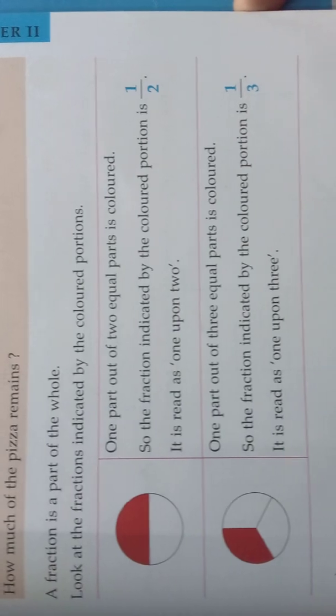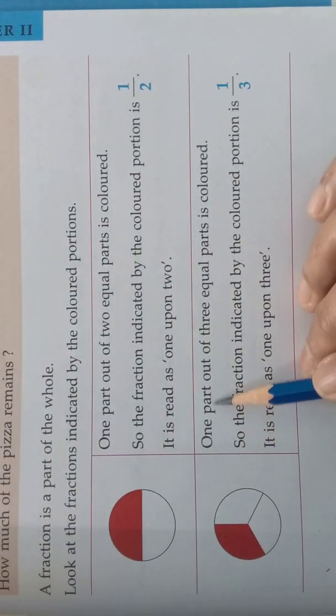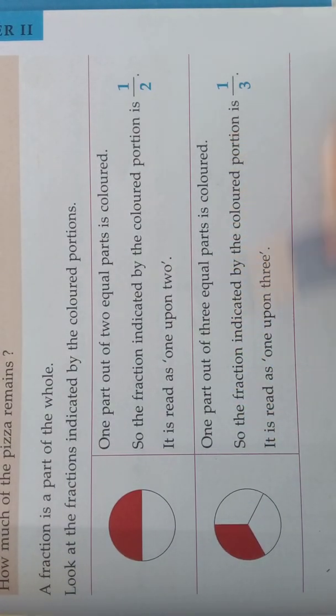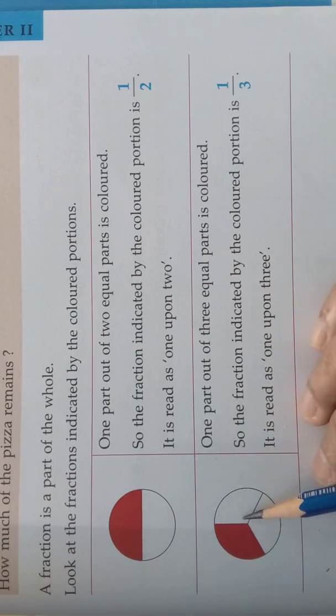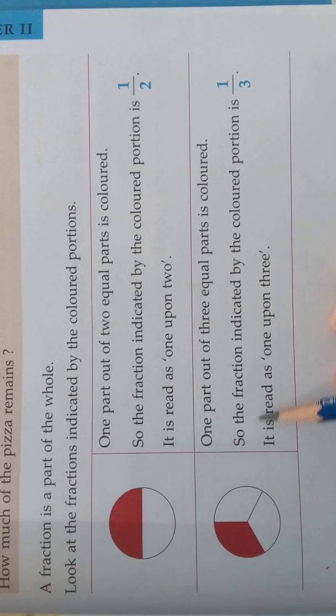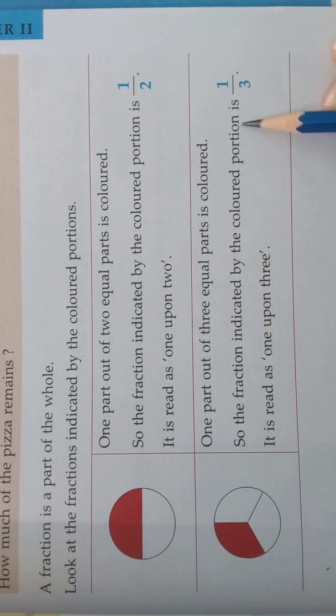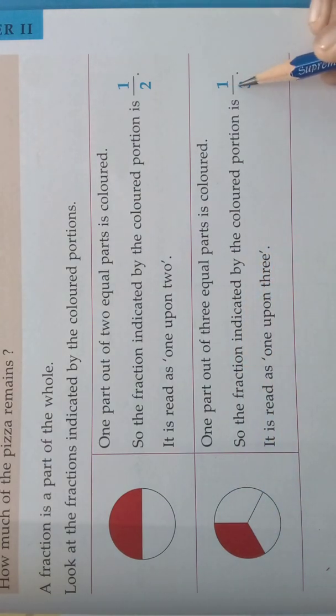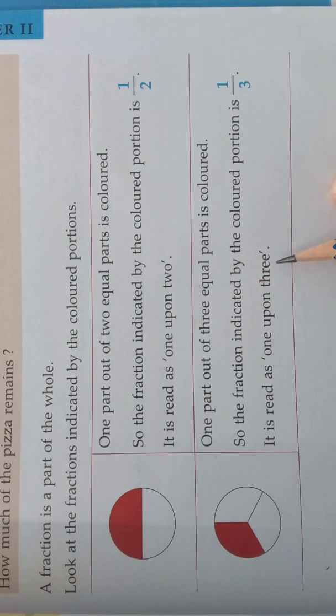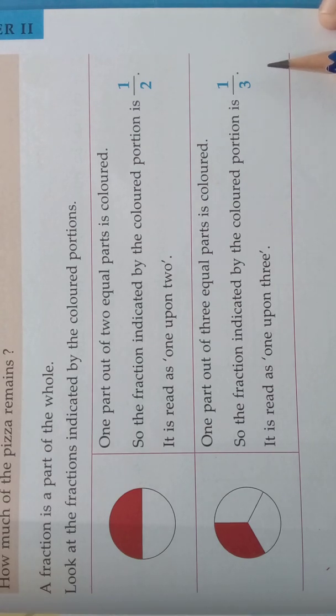Come, we will go to see the next one. See here, one part out of three equal parts is colored. If I cut the circle into three parts and take one part, the fraction indicated by the colored portion is 1 by 3. In three parts I took one part, that is 1 by 3, read as 1 upon 3. Understood, children? Come, we will go to the next page.